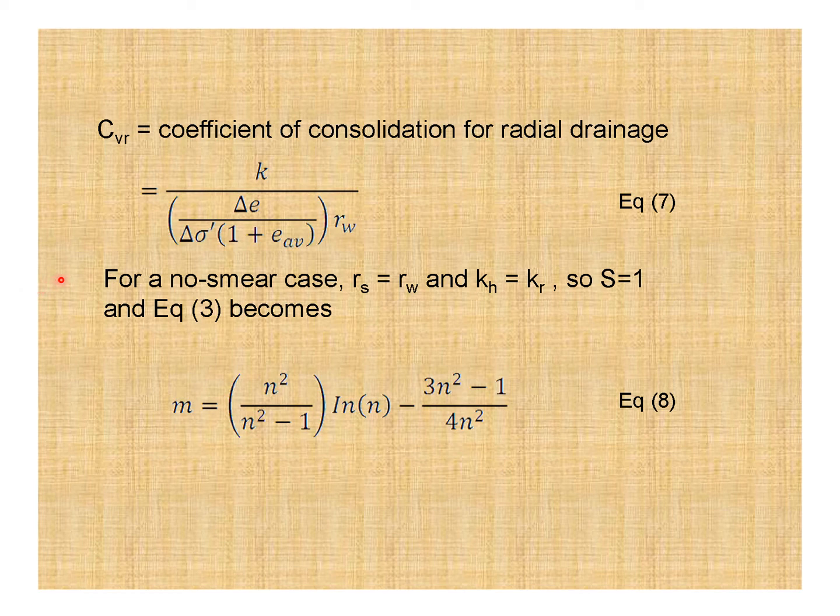For a no smear case, that means disturbance is not there adjacent to the sand drain, then R sub S becomes equal to RW. This is a very, very important point. You must keep this in mind. And in that case, K sub H becomes equal to K sub R. So S is equal to 1, and equation 3 becomes like this.